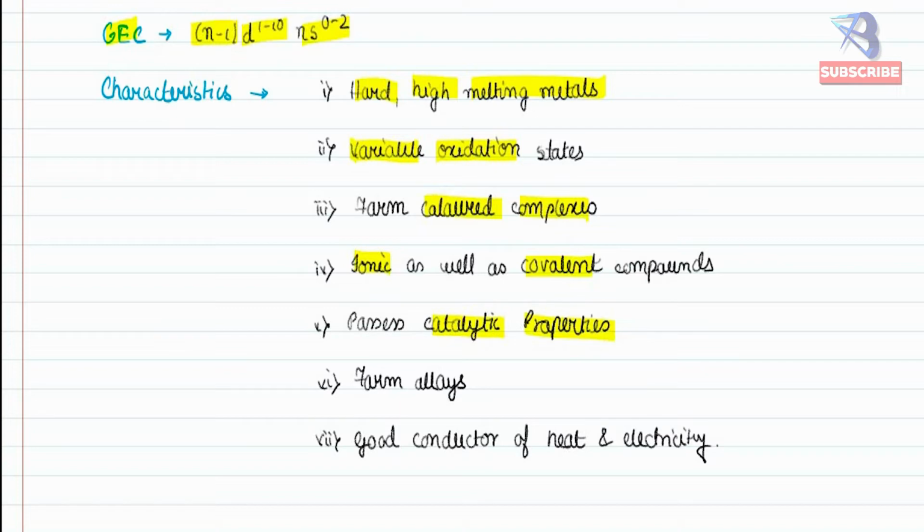This property we will study more in the d block. Now just know the name. It is known as catalytic property. They form alloys. What are alloys? Alloys are mixtures of various metals, which have better properties than the metals themselves. So they form alloys also. They are good conductors of heat and electricity. That's why they are of daily use as well.